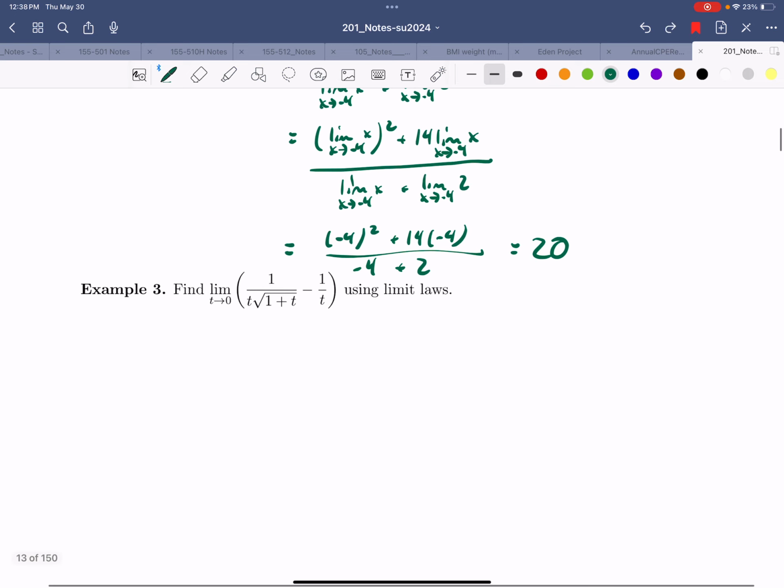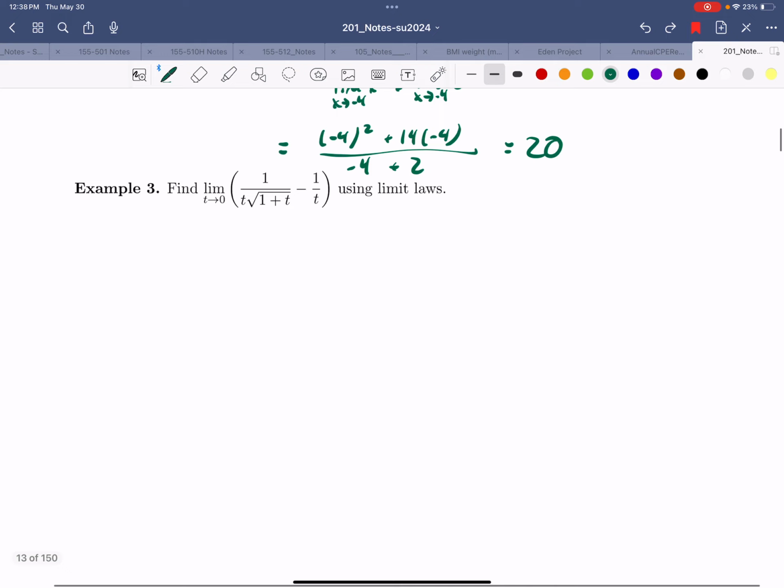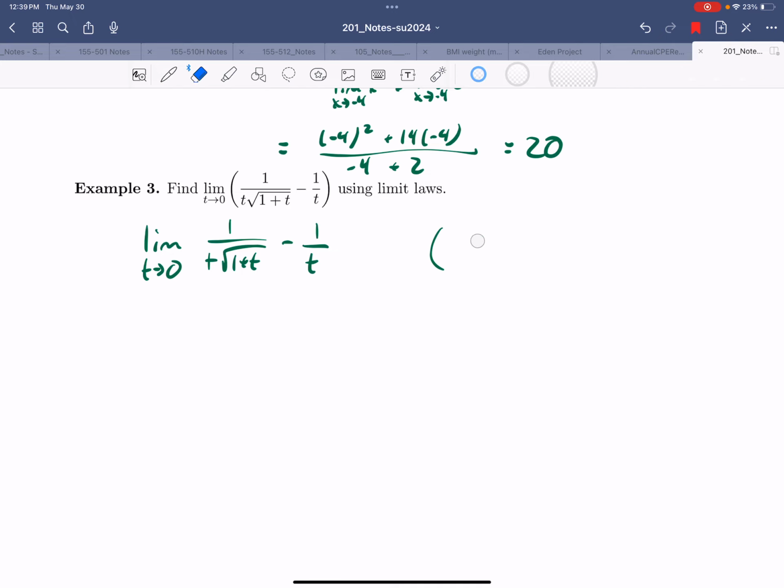Now, why are limit laws important? Well, because they tell us what we can and can't do. If we look at example 3, for example, we have this limit: the limit as t approaches 0 of 1 over t root 1 plus t minus 1 over t. Now, you might look at this and try to plug in t equals 0 and say, oh, okay, well, I guess we have infinity, 1 over 0, that's infinity minus infinity. You might be inclined to think that that's 0. But it's not. We don't get to use the subtraction limit law because infinity does not exist.